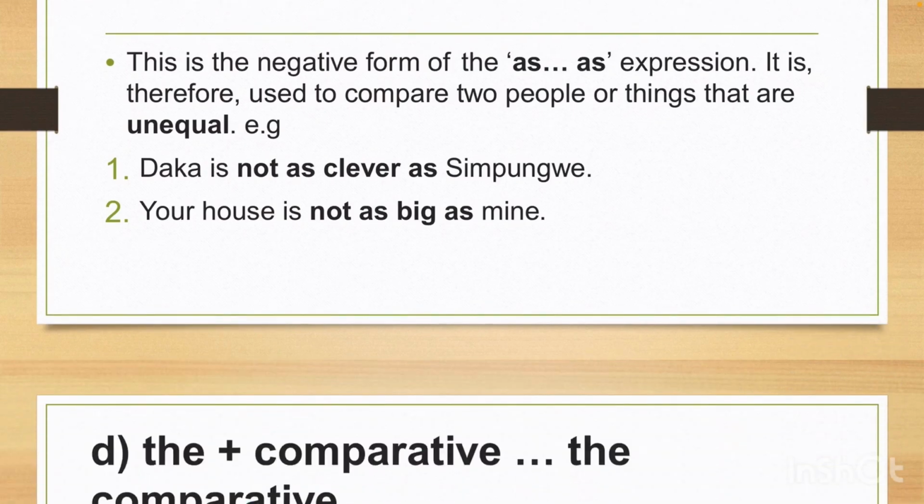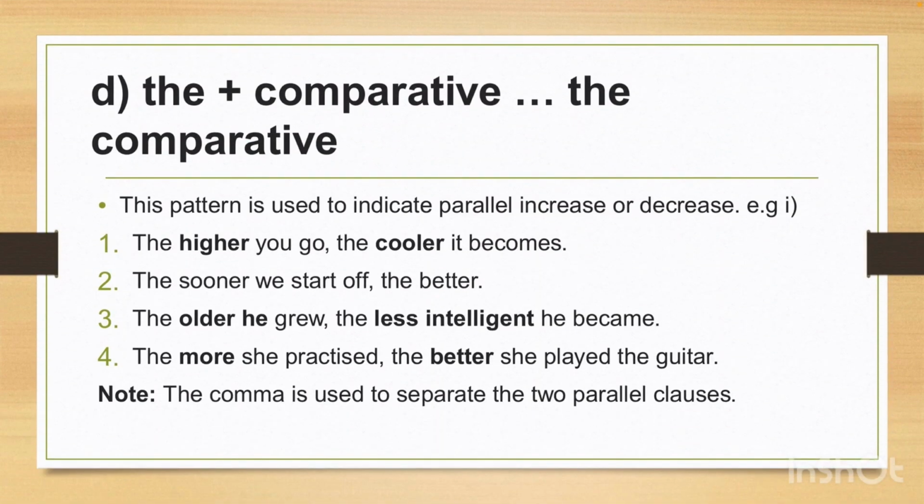Then we also have the plus comparative, another the plus comparative. So here you have two thes and two comparatives. This pattern is used to indicate parallel increase or decrease. For example, the higher you go, the cooler it becomes. As you can see, we have the in the first clause and a comparative which is higher, and then in the second clause also we have the and a comparative which is cooler.